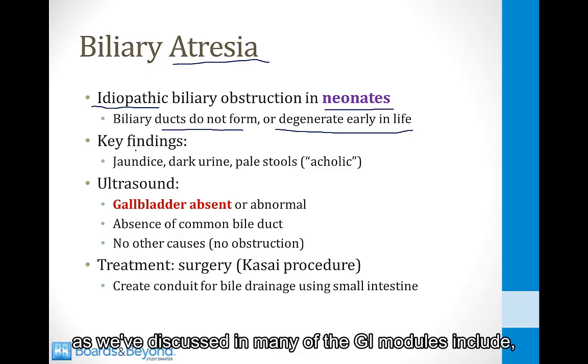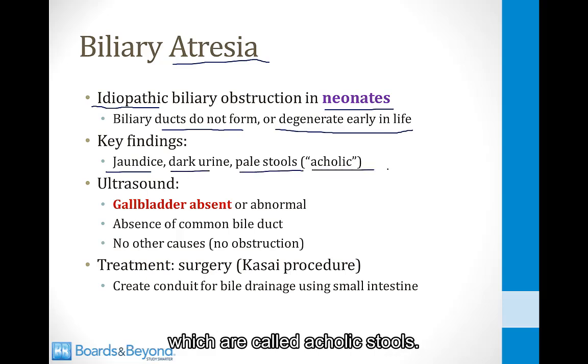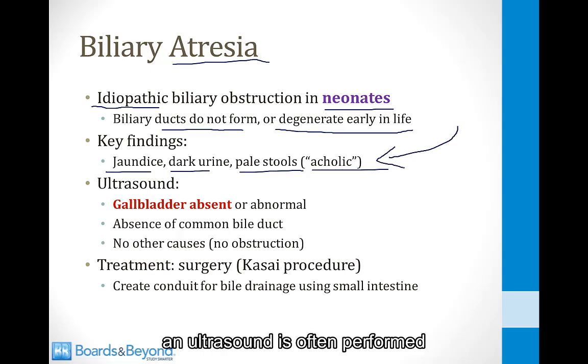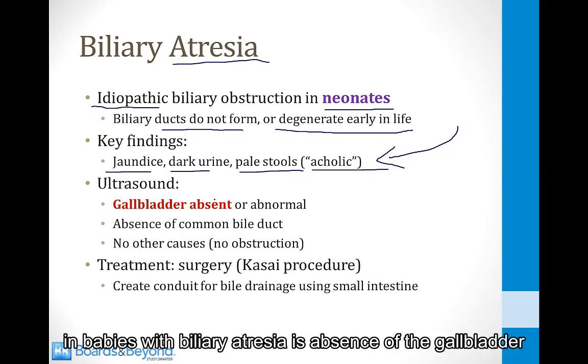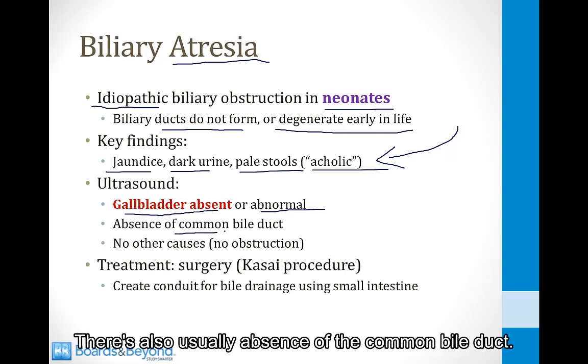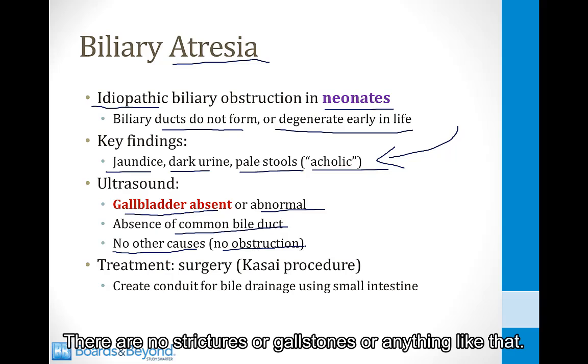So those symptoms, as we've discussed in many of the GI modules, include jaundice and dark urine and pale-colored stools, which are called acholic stools. Now, when babies are born with these symptoms, an ultrasound is often performed to see if there's some obstruction to biliary flow. What the ultrasound usually shows in babies with biliary atresia is absence of the gallbladder, or it's very abnormal. There's also usually absence of the common bile duct. And importantly, there are no other causes of biliary obstruction. There are no strictures or gallstones or anything like that.